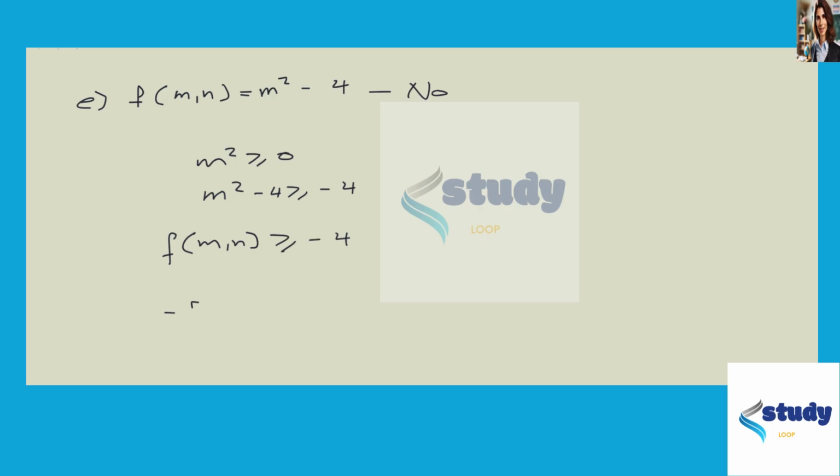But minus 5 is in your integers. And by this rule, because the output is always going to be greater than or equal to minus 4, minus 5 can never be created. So it is not an onto function.